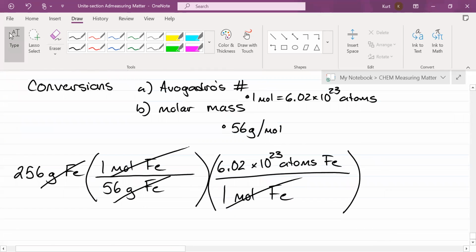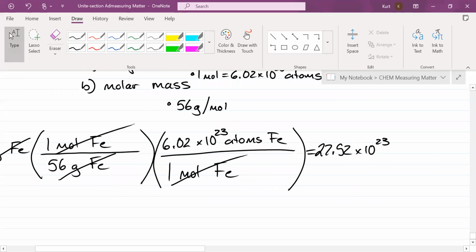Okay, if you stopped right now, what would your answer be in terms of? Atoms, is that what you want? Yes. So now you may do your math. What type of math do we do between 256 and 56? We do division. So 256 divided by 56. And then what type of math do we do between that answer and 6.02 times 10 to the 23rd? Multiply. Times 6.02. I got 27.52 times 10 to the 23rd.